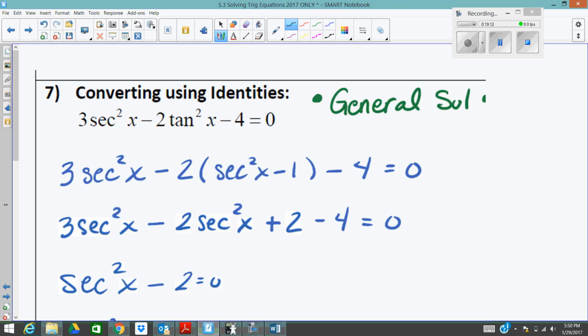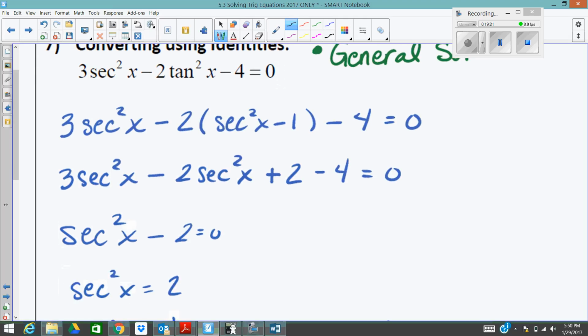And then finally, number 7, converting using identities. Sorry, not finally, we have one more example. So here we have a secant and a tangent. So we can either turn the secant squared into a tangent squared or vice versa. I chose to change the tangent squared of x into a secant squared of x.